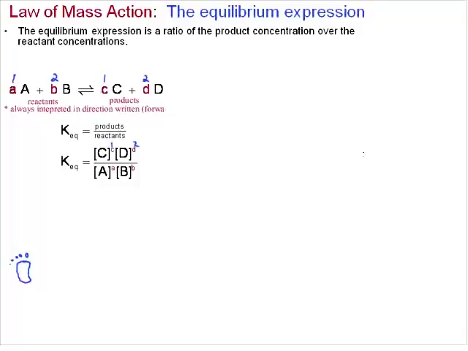Likewise, in the case of the reactants, A and B, we would replace the A with a 1 and the B with a 2 down there. So that's what we refer to. We'll do a few examples here now.